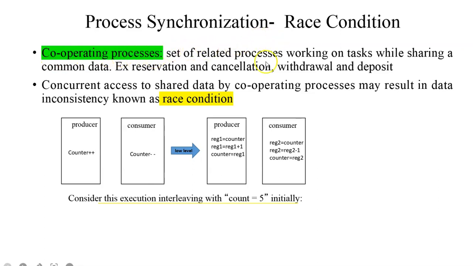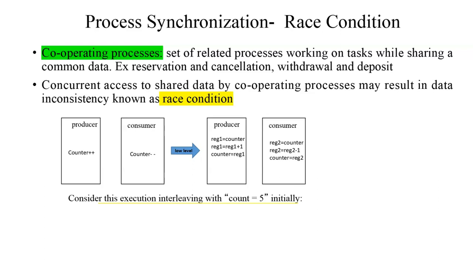Cooperating processes are a set of related processes that are working on tasks while sharing a common data. For example, reservation and cancellation process in a ticketing system. The reservation process reserves a seat and decrements the ticket count. Cancellation process cancels a seat and increments the ticket count. So here, reservation and cancellation process are related processes, cooperating processes working on a common data called ticket. They both are updating the ticket count.